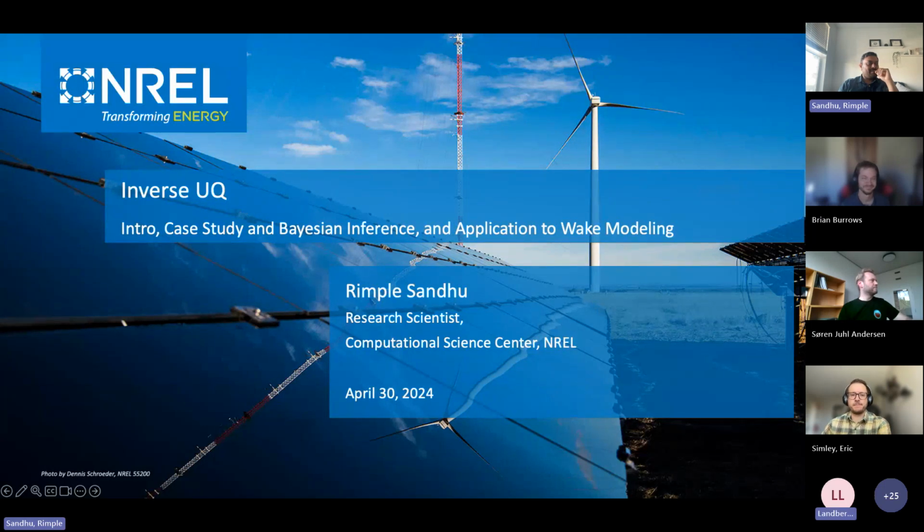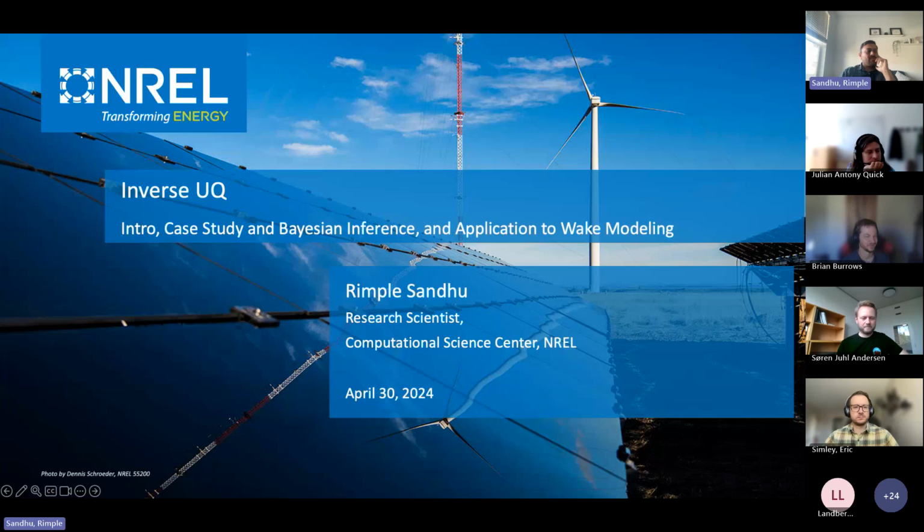Okay, apologies. Inverse UQ is also called system identification in structural engineering. Sometimes it's also called parameter estimation, model fitting, or parameter calibration. There are a bunch of names for it, but you're basically trying to calibrate the parameters of a model. It's a combination of two things. You're trying to solve an inverse problem where you have data. Your data could be field data collection, or it could come from high fidelity simulations. For example, in wind energy, it could come from high fidelity CFD runs.